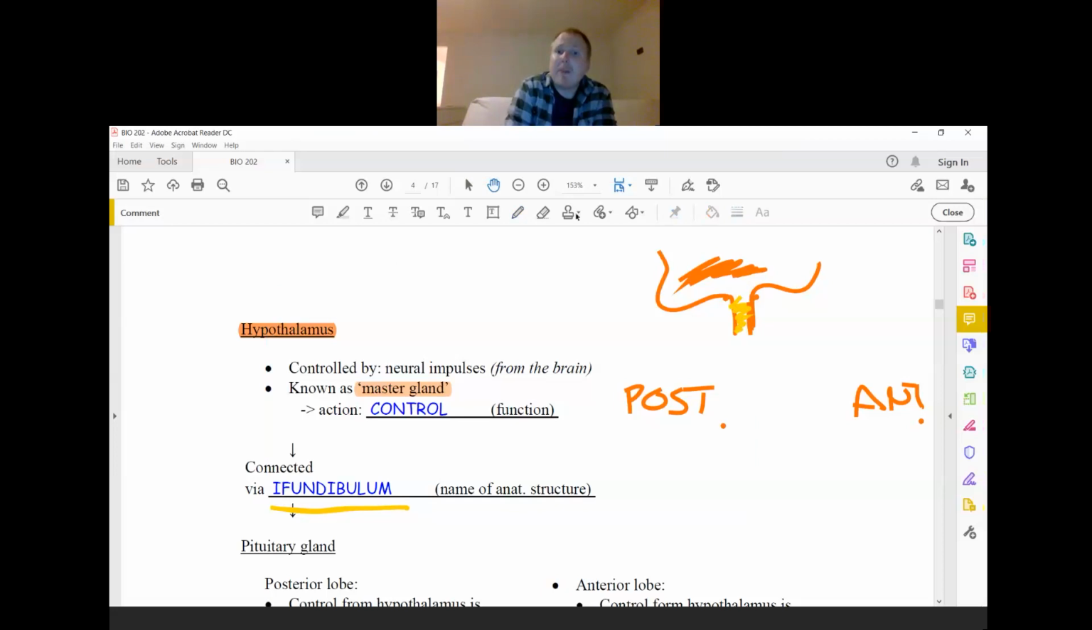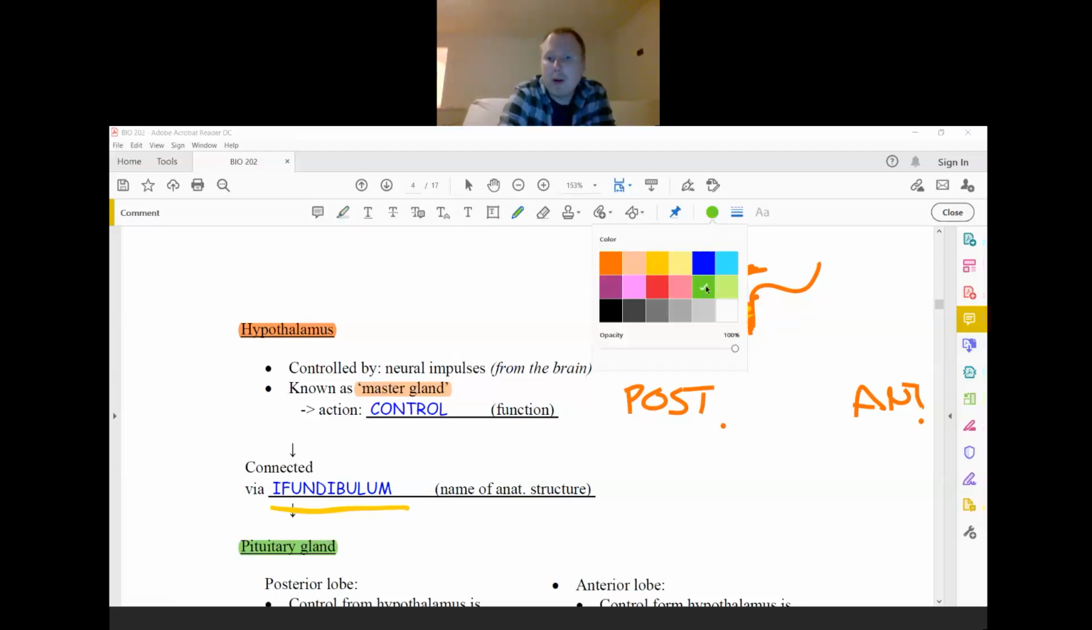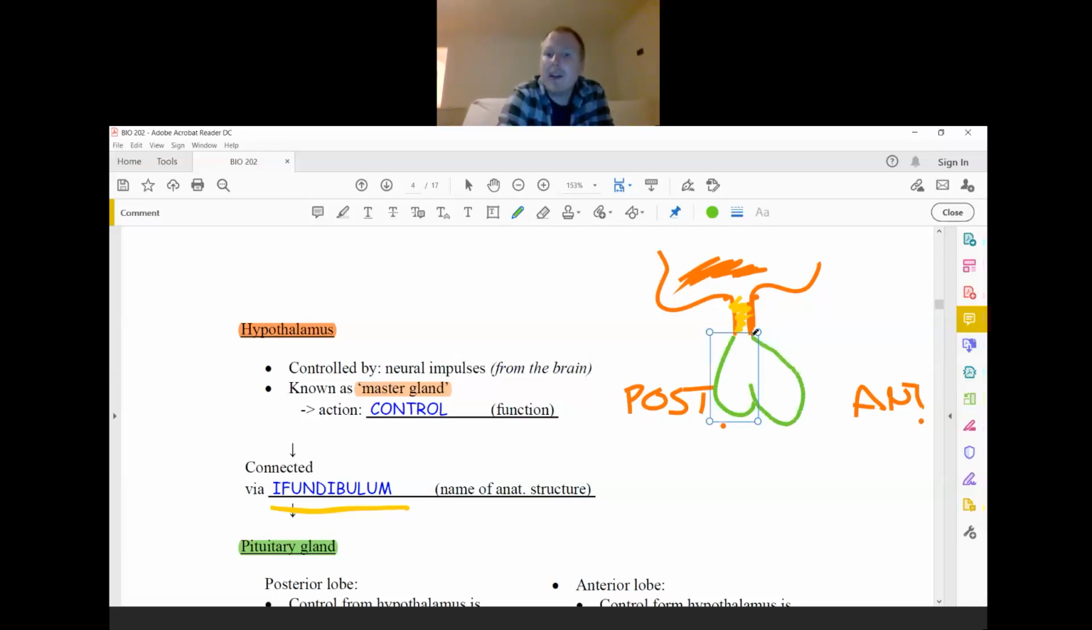And what we're going to do next is have a look at the pituitary gland. The pituitary gland has a little bit more going on because it has two different lobes. So we're going to be looking at both the posterior and anterior lobes of the pituitary gland. And there are very different hormones that are released from these different parts, or different lobes, of the pituitary.